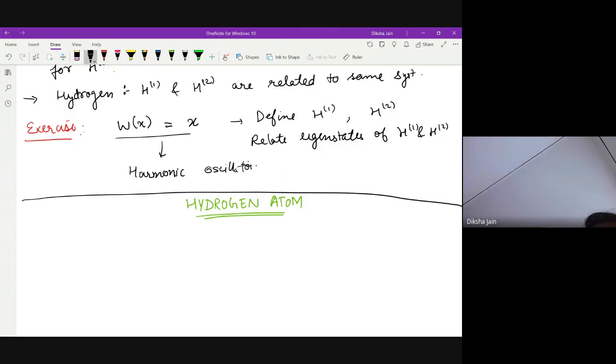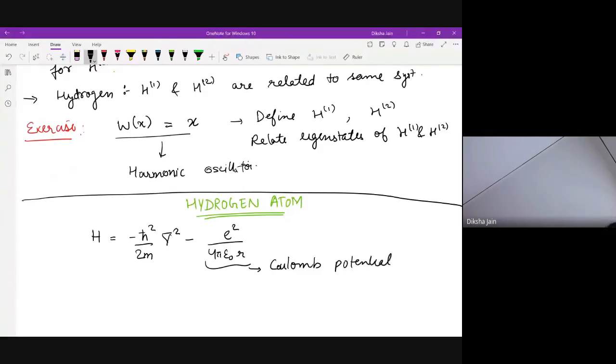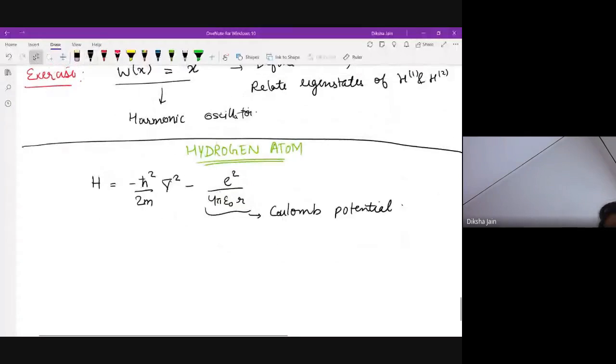Okay. So the Hamiltonian of the hydrogen atom is basically minus h-bar squared by 2m del squared minus e squared by 4 pi epsilon naught r. So this is the Coulomb potential. This is the Hamiltonian of the hydrogen atom. I will put all the constants to 1. So I will take h-bar equals 2m equals 4 pi epsilon naught equals 1. I'm putting everything to 1.